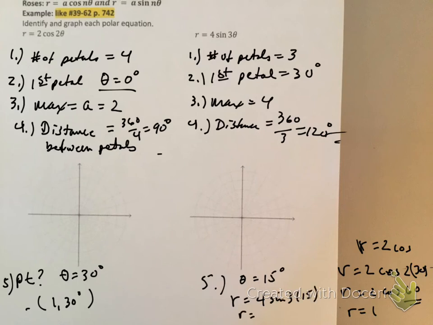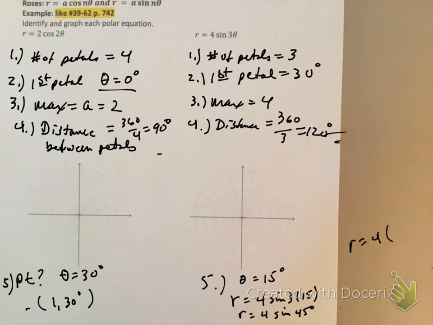How come you use 15? Because the sine of 45 is something that I know approximately good enough for my purposes. And I'm erasing this from the previous calculation, so I have some room to work. So I'm going to have r is equal to 4 times the square root of 2 over 2, which we've already talked about is about 0.7, and we get 2.8. So the point that I'm going to be using is 2.8, 15 degrees.